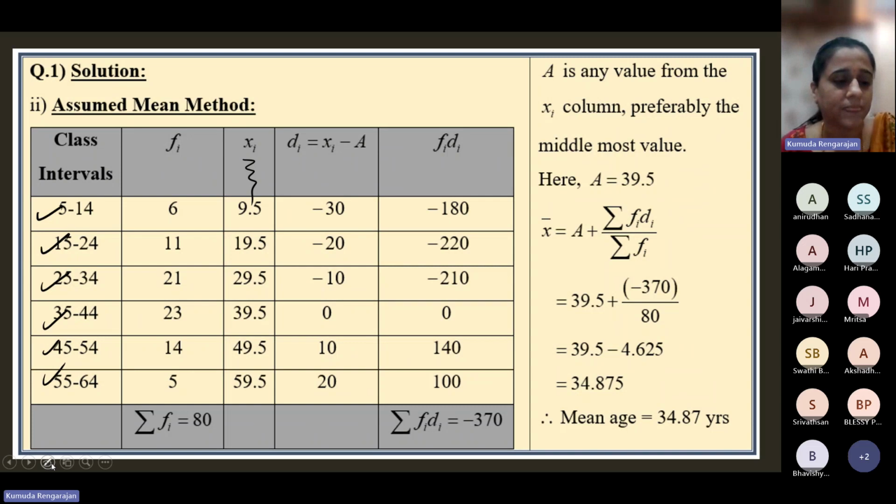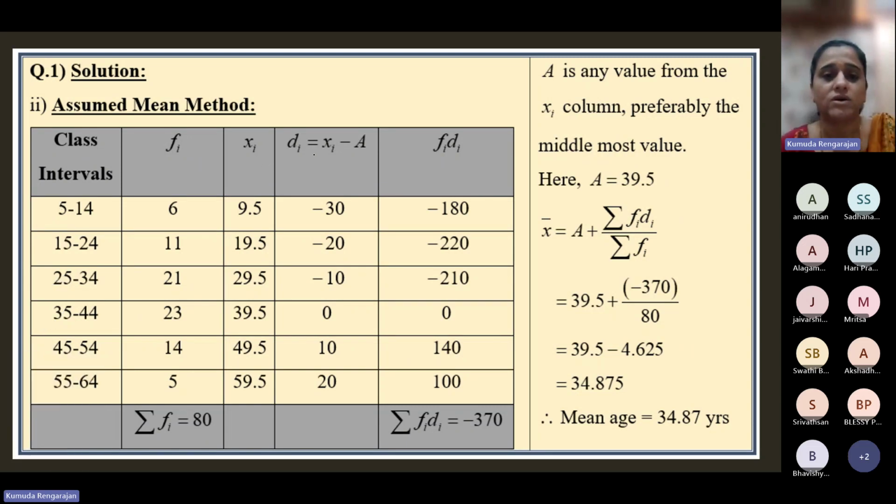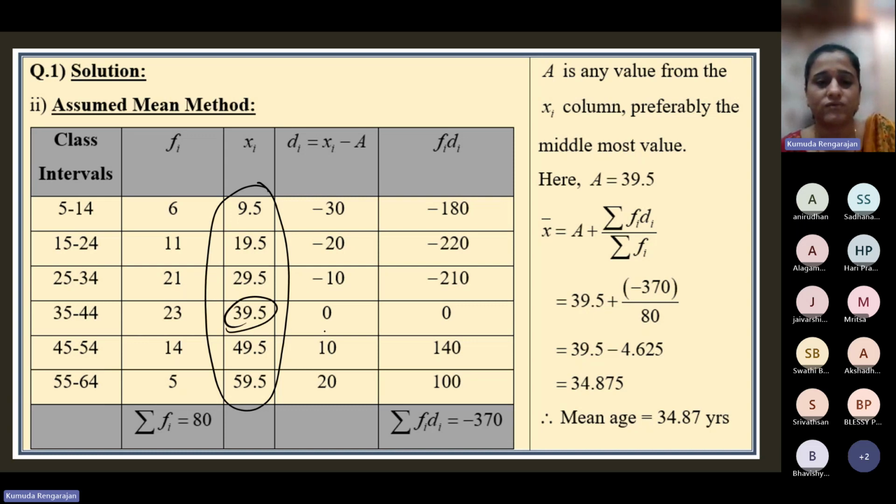That's the next column. Then using the assumed mean method, we'll have to find the di column, which is xi minus a. And a, I told you, is any value from the xi column, preferably the middlemost value. So a is 39.5. I have taken 39.5. And di is xi minus a.